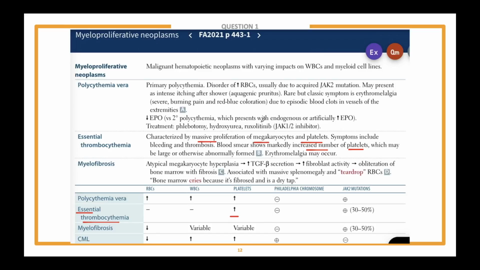In polycythemia vera, you can see there that it says RBCs should be increased, and then in myelofibrosis should be decreased. So you can see there that this patient's RBC count kind of ruled out polycythemia vera. So in this case, the best answer choice would have been essential thrombocythemia.